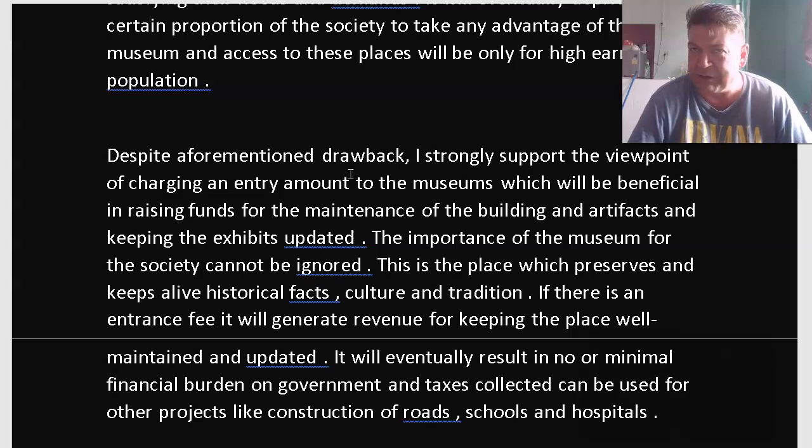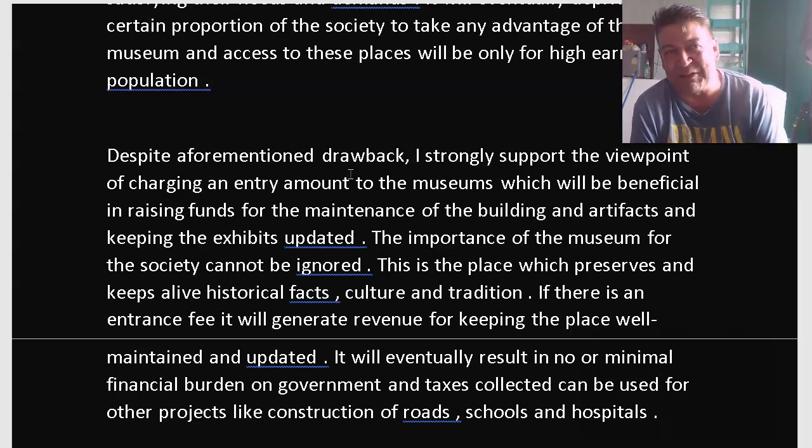"The importance of the museum for the site cannot be ignored." See, there's that. "It cannot be ignored." Yes, it can be ignored. People ignore it all the time. I know it's a turn of speech, but it doesn't seem very genuine, like it's yours. "This is the place."